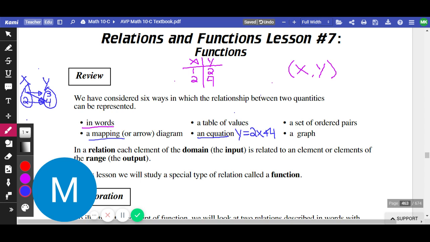And the very last one that we did, which we have seen a lot of, is a graph where x's go left to right, y's go up and down. Again, x is the input, y is the output. Fantastic. We called everything a relation. So anything that connects two pieces of data or two quantities is called a relation. A special type of relation is called a function. Right? That's what we're going to do today. We're going to define something called a function. Functions are relations. They're just special relations.